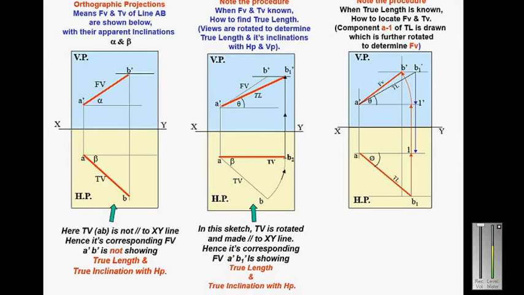And project B1 dash to the line which is parallel to the XY line and passing through the point A, and then rotate, you will get the point B. And join A and B, it will be the apparent length with VP, that is called beta.